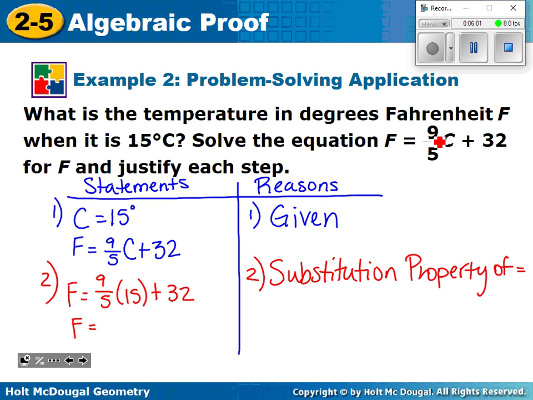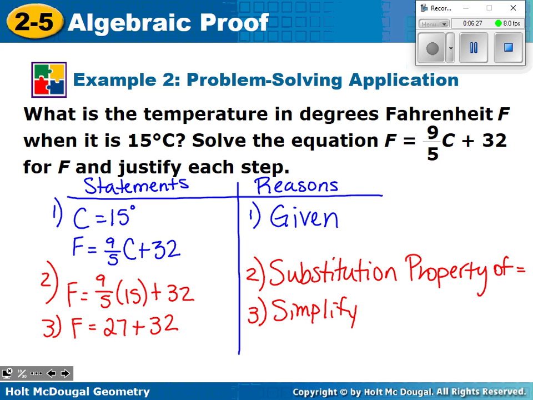Any ideas? Got a calculator, type it in if you're not sure. 27, good. So we have 27 plus 32, and we used the combine like terms or simplify. I'm going to just put simplify because it's quicker. But you can write either one, combine like terms or simplify. And this is number 3.